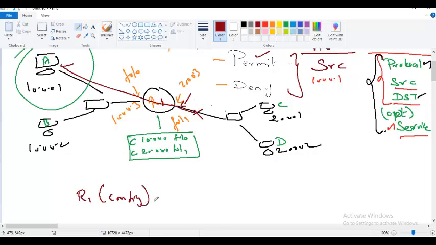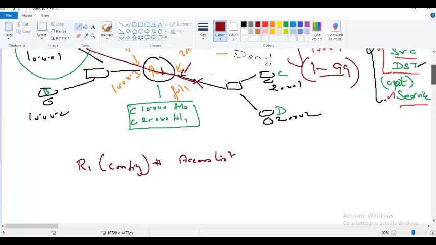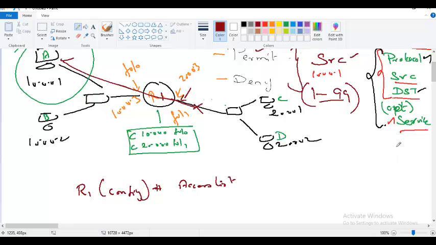I say access list. And I'm going to use a numbered access list. For standard access list, you will be using number between 1 to 99. Any number you can use between 1 to 99 if you are planning to match only the source. Standard access list, 1 to 99. If you are planning to match more than source, then it is extended access list. It is 100 to 199. So don't forget, the number matters. The number matters.